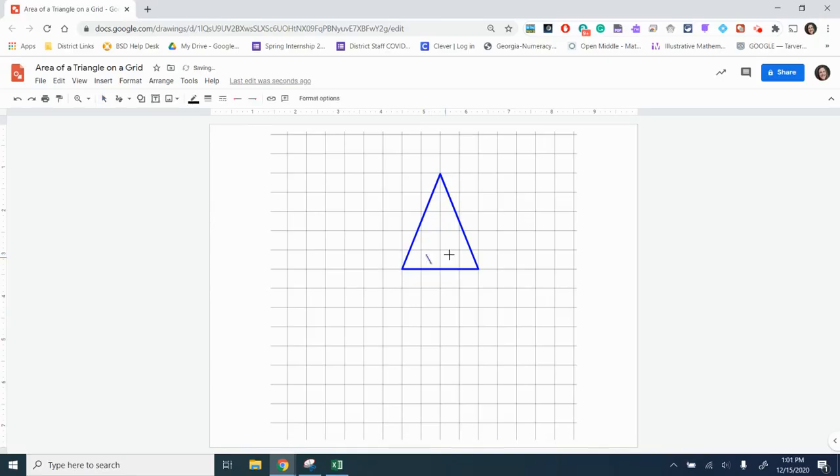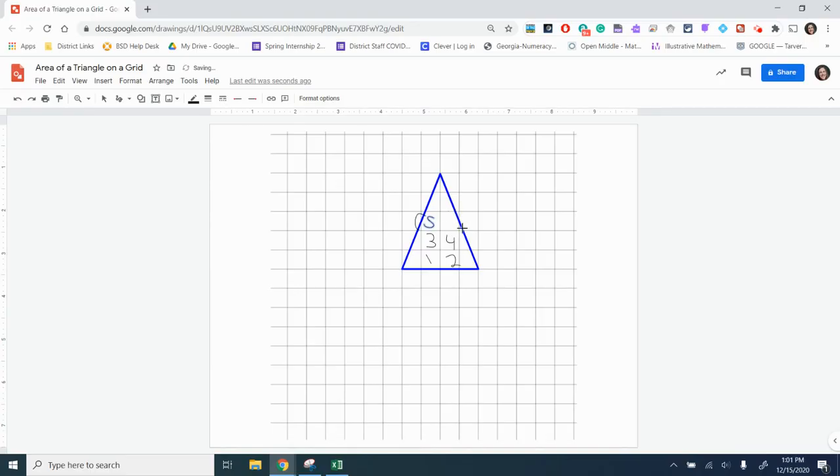1, 2, 3, 4. I only see 4 complete square units, and now I've got these partials that I'm going to try to piece together. So I have this piece here and this piece here. So I'm going to put those two to make 5.